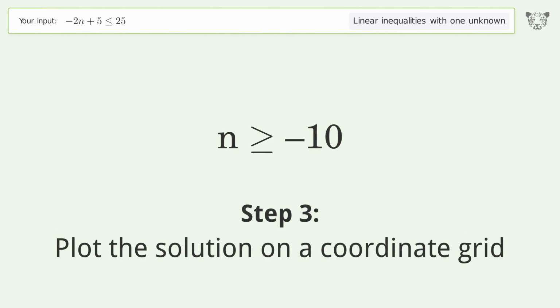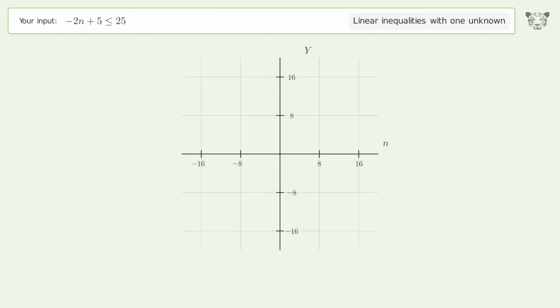Plot the solution on a coordinate grid. And so the final result is n equal or greater than -10.